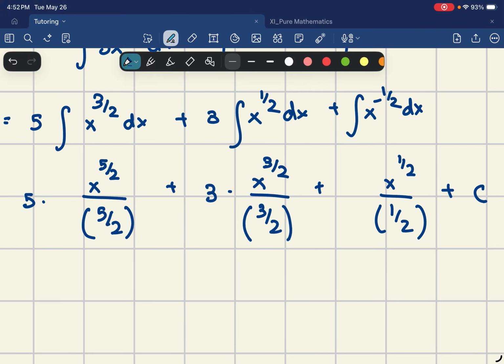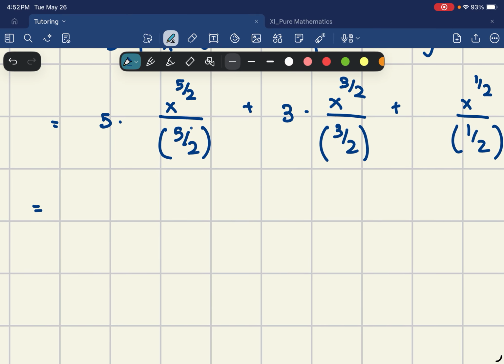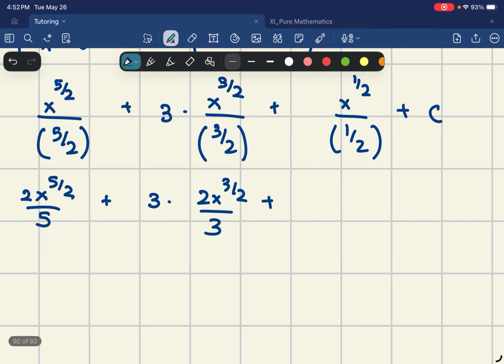And do not forget your constant of integration. Half plus 1 is going to be 3 over 2. 3 over 2 plus 1 is going to be 5 over 2. And now you can simplify. This is going to be 2x to the power 5 over 2 over 5, right? If you use your idea of fractions, you're going to get this answer. And I'll encourage you to think about it on your own. So you are going to get 3 times 2x to the power 3 over 2 over 3. Plus here, you're going to get 2x to the power half plus c.